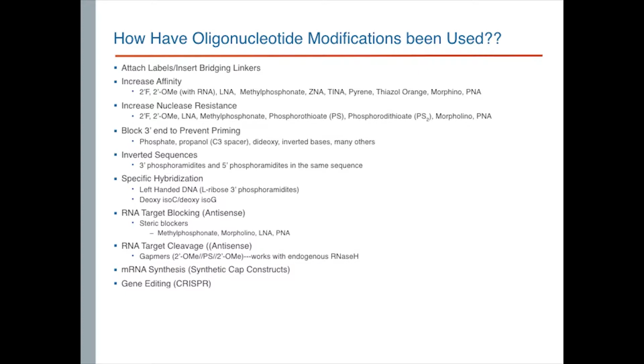Phosphorothioates are used very routinely. Also block the 3' end, so it's not a primer. You stick almost anything on the 3' end that can't get clipped off: a phosphate, a propyl C3 spacer, a dideoxy. Can only do those by kind of the reverse direction synthesis, inverted bases, and lots of others.